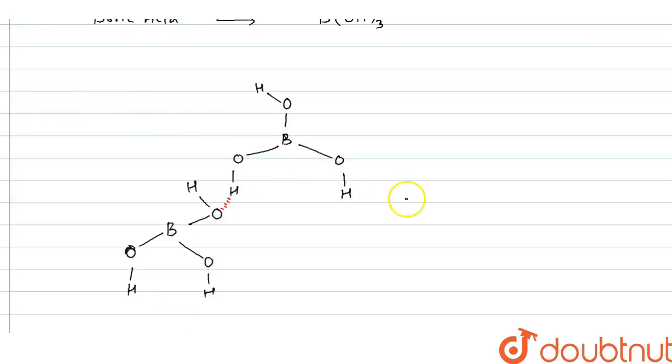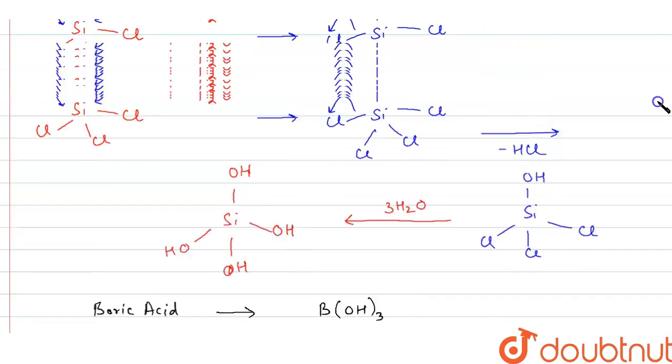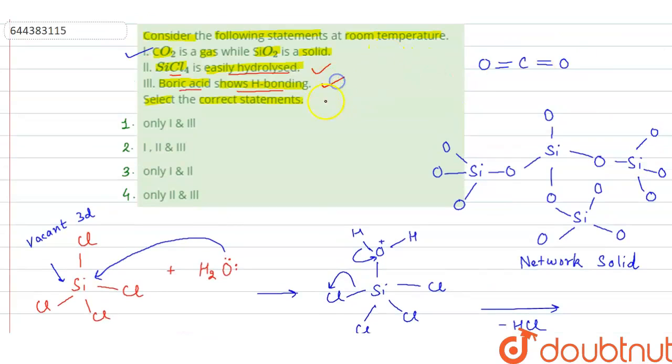Similarly, we can draw one more molecule here, OH, and here OH, and here we get the hydrogen bonding. Right, so in this way there will be hydrogen bonding. So boric acid shows hydrogen bonding, so this is also correct. So all the three statements are correct, so the correct option will be option 2, 1, 2 and 3, because all three are correct statements. So here option 2 is the answer.